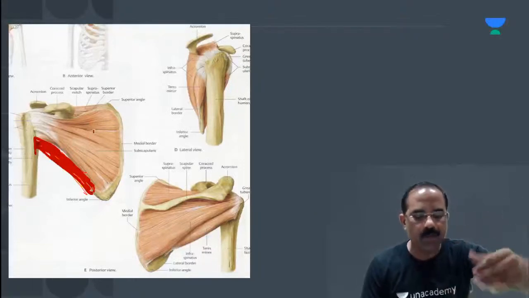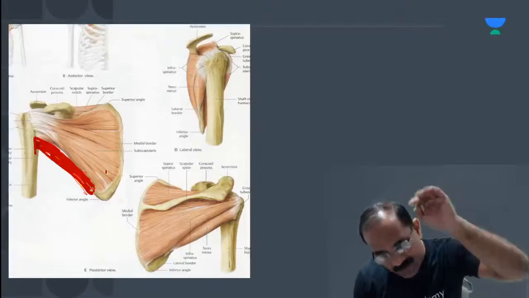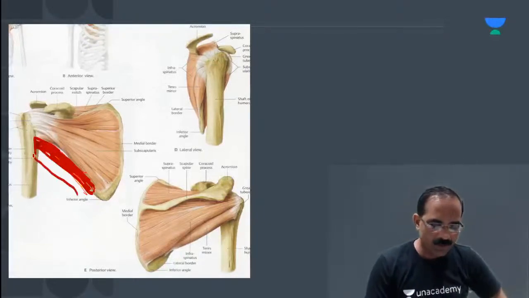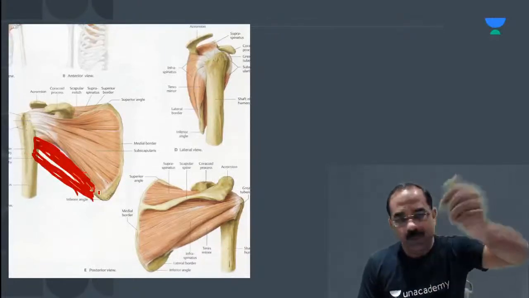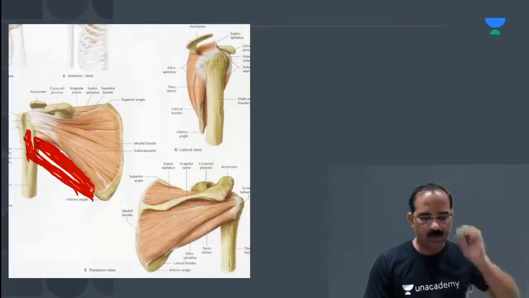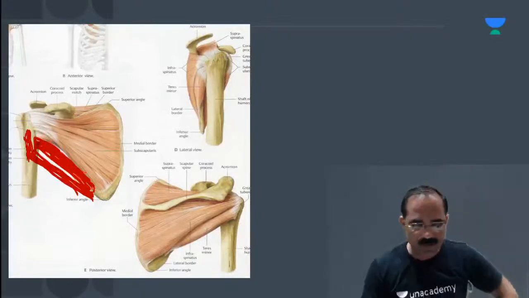So that's the subscapularis. At the lower border of subscapularis, there's a muscle which comes from the dorsal aspect of scapula. What's that? Teres major. At the lower border of teres major is another muscle which comes from the dorsal aspect of the scapula and gets inserted into the floor of the bicipital groove. It goes in the floor. That's the latissimus dorsi.